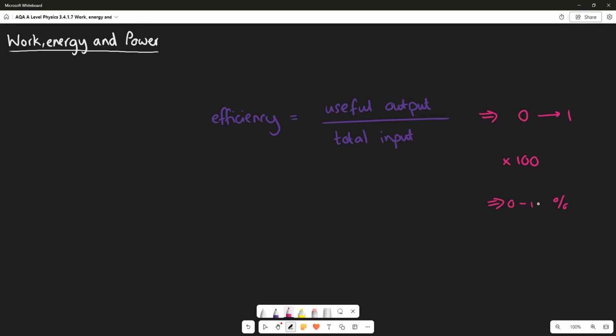between 0 and 100%. So if you have 100% efficiency, then everything that you put in becomes useful output. And if you have 0% efficiency, then nothing of what you put in becomes a useful output. Sometimes you'll see a symbol given for efficiency, and that is the Greek letter eta. It is a lowercase letter, but you won't often see it in A-level textbooks.